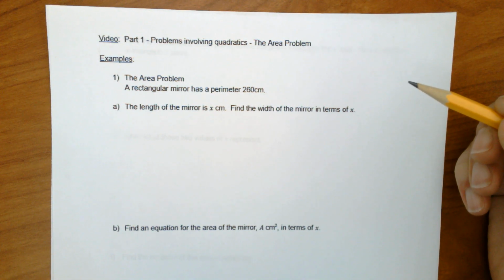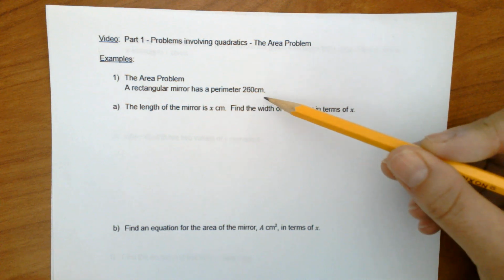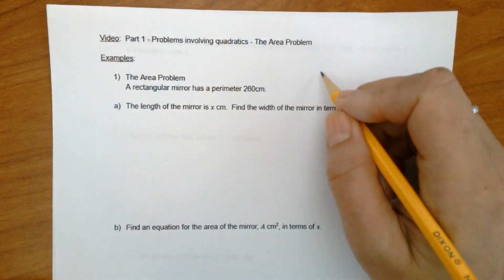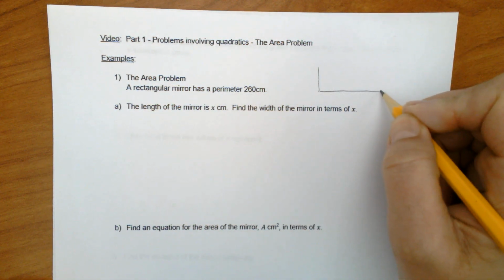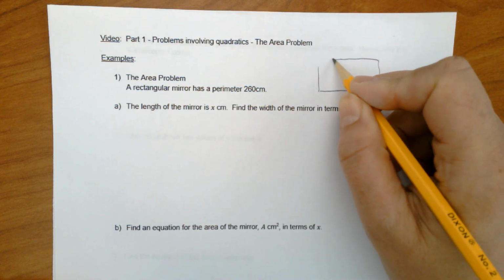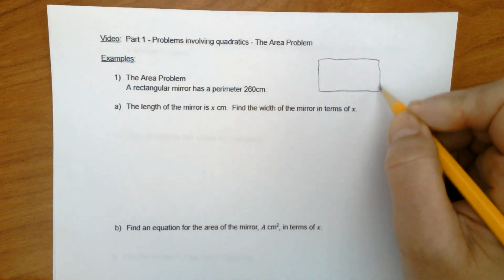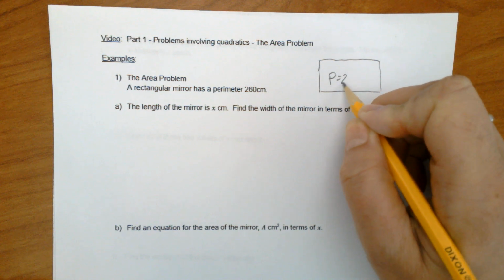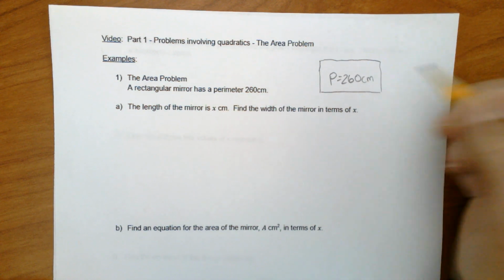Hello, it's Dr. Mears, and today we are going to be looking at problems involving quadratics. This is the area problem. A rectangular mirror has a perimeter of 260 centimeters. Let's remember that perimeter is all the way around a certain shape. So we have a rectangular mirror, so all the way around here, the perimeter equals 260 centimeters.